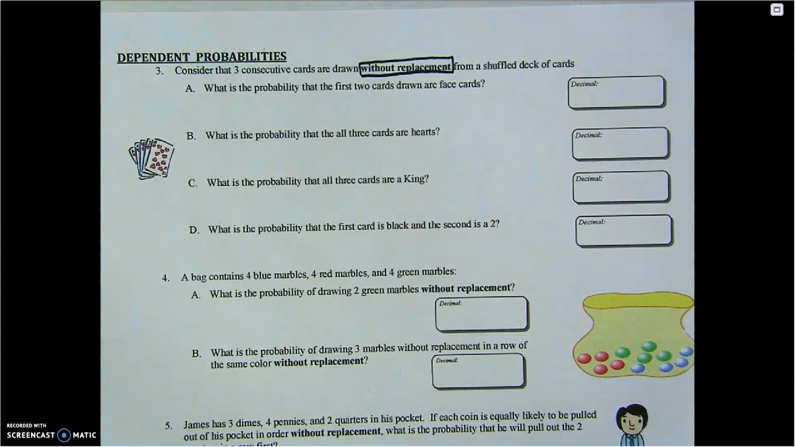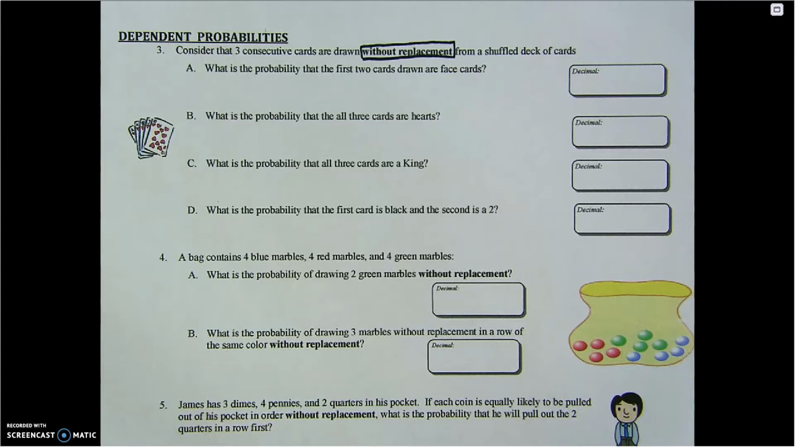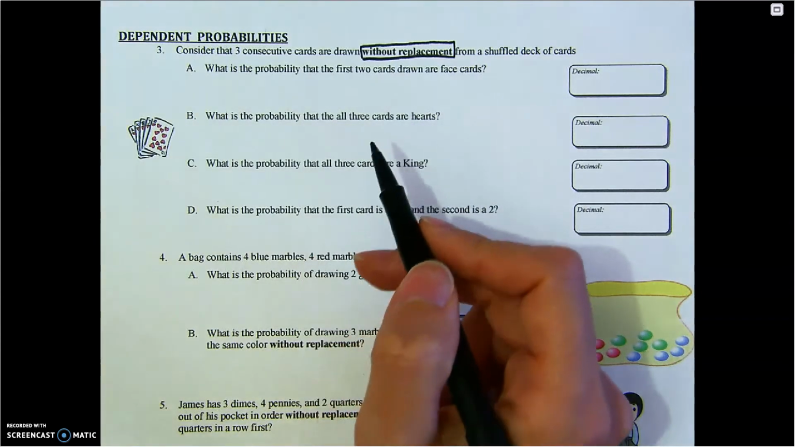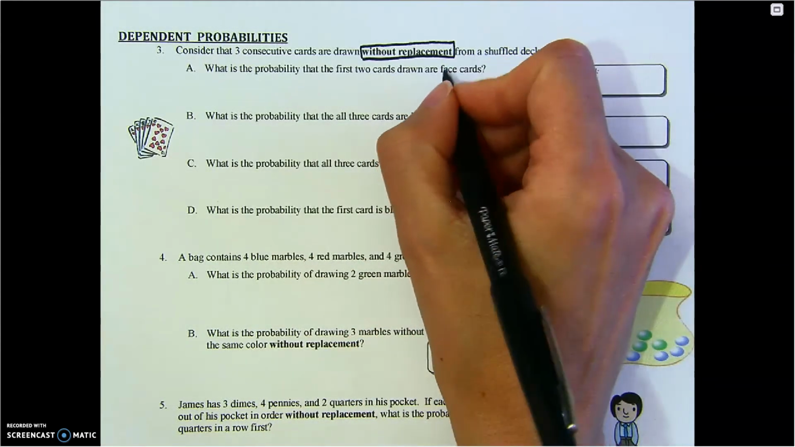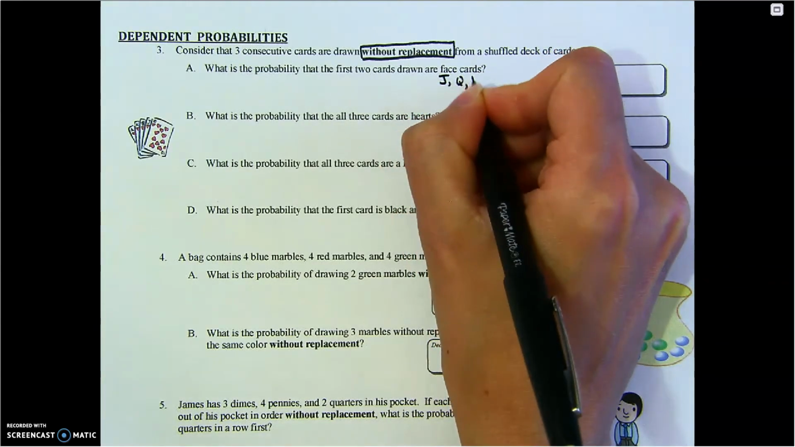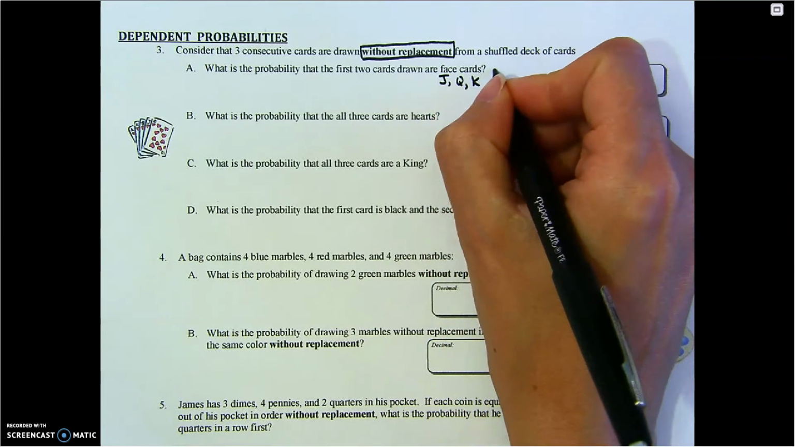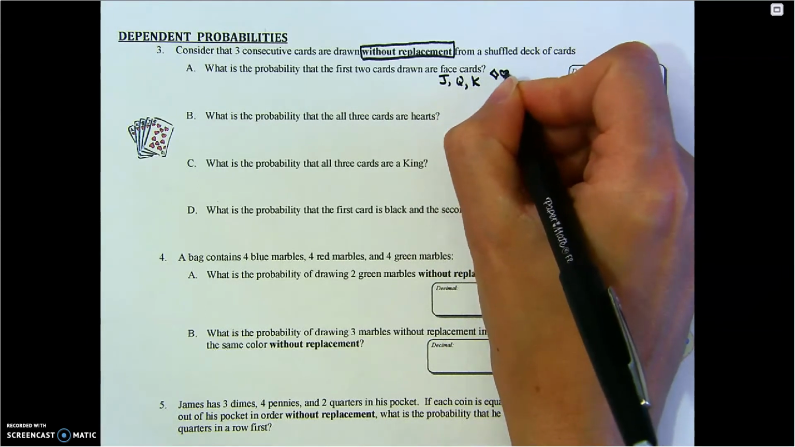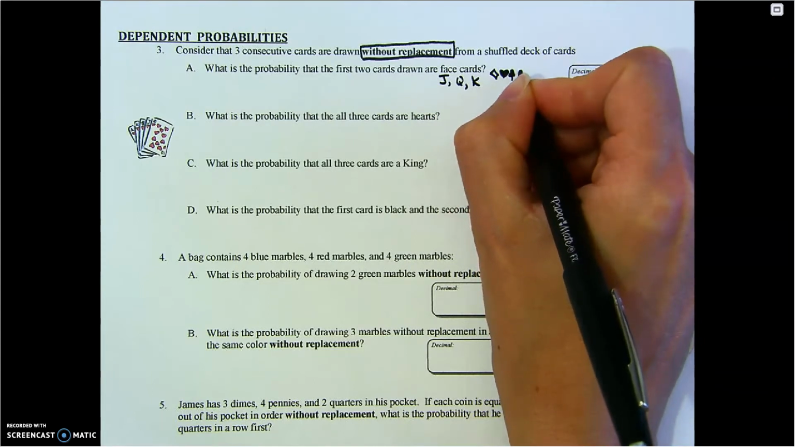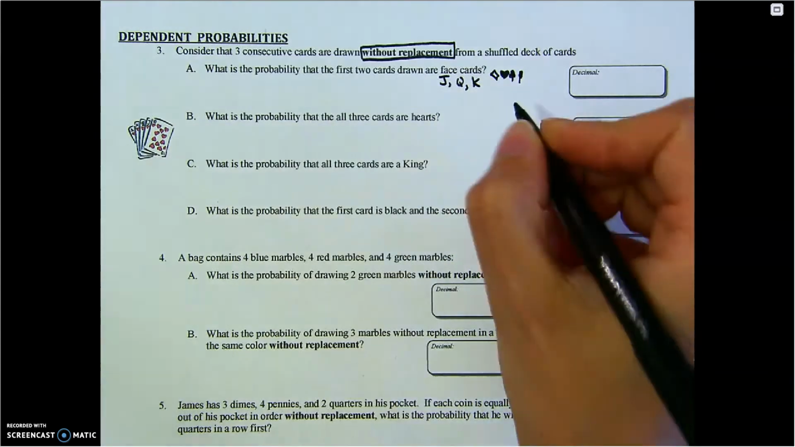All right, so let me do a few of these with you. Here we go. What is the probability that the first two cards drawn are face cards? And remember, you're not putting the first card back. Face cards, if you're not into cards, cards that have faces are your jack, your queen, and your king. And they come in diamonds, hearts, clubs, and spades. I can't draw. Here we go. All right.